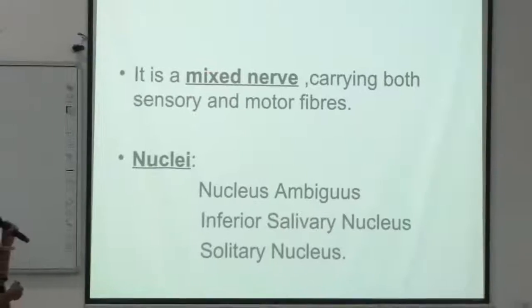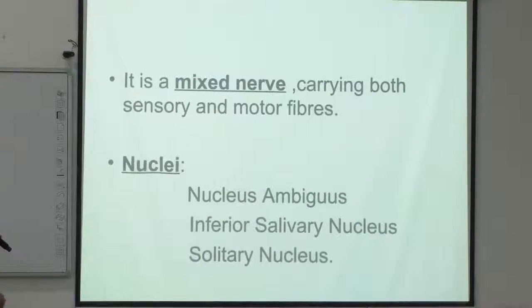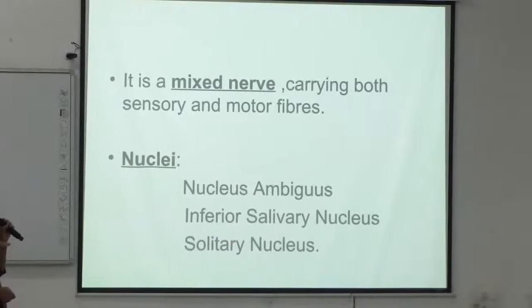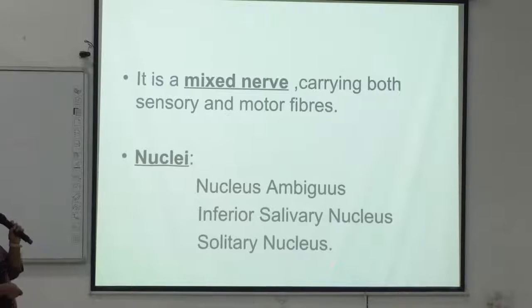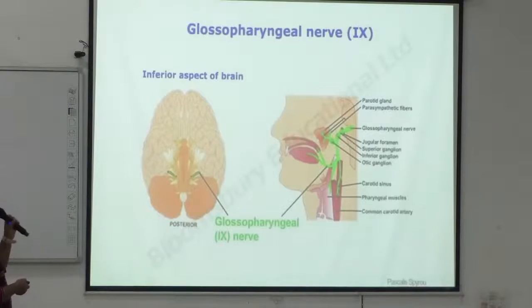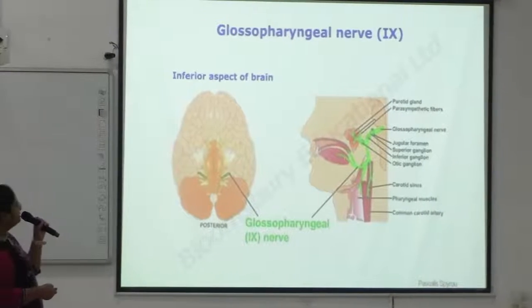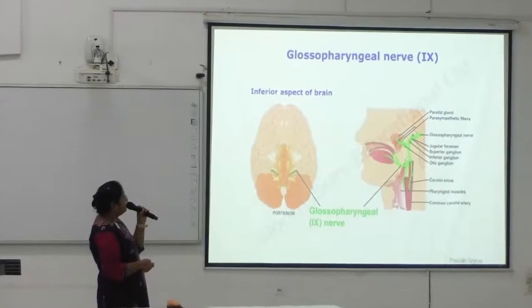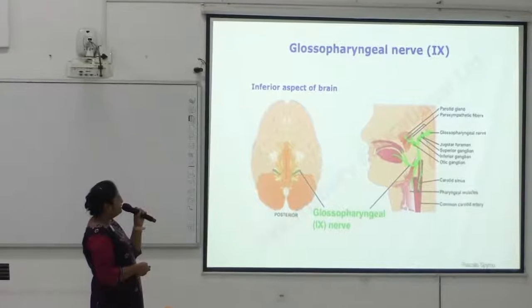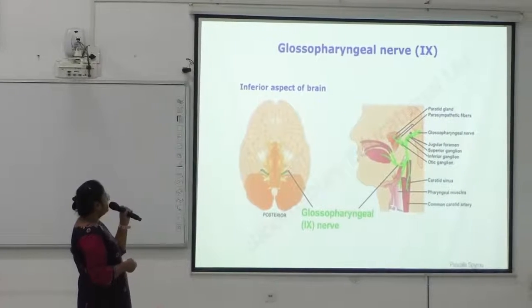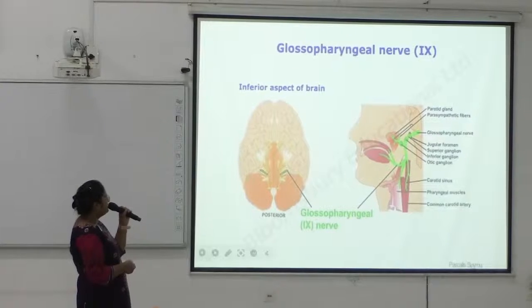Glossopharyngeal nerve. It is a mixed nerve carrying both sensory and motor fibers. The solitary nucleus, nucleus tractus solitarius. See here the course of the nerve. It is supplying the pharynx, and it comes out at the pontomedullary junction.